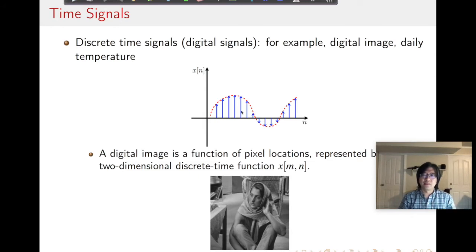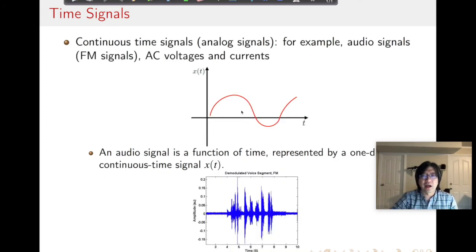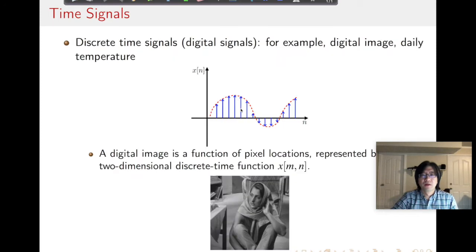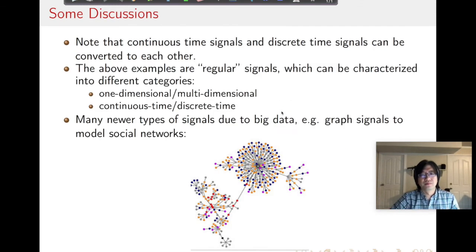But what is not extremely obvious is that there is a chance that we could recover the continuous time signal from the discrete time signal. It's kind of like magic. So we're going to cover that later in this class as well, okay?